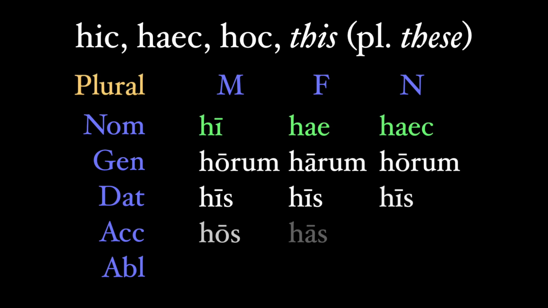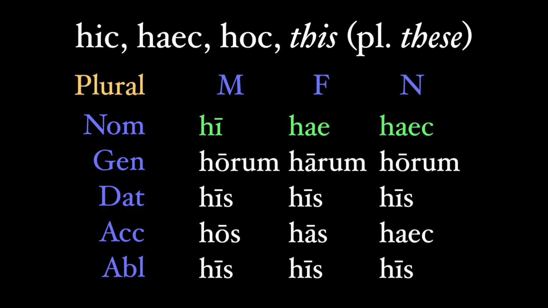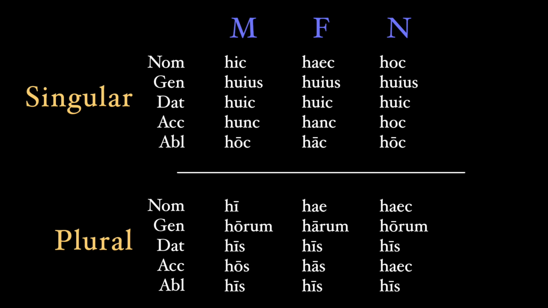The plural forms are hi, hae, haec for the nominative, because remember that the neuter nominative plural is the same as the feminine nominative singular. Horum, harum, horum for the genitive. His for all 3 genders in the dative. The accusative is hos, has, haec, because remember that the nominative and accusative are identical for neuters. And the ablative plural is the same as the dative plural. His, his, his.